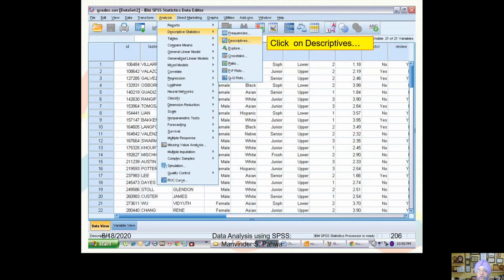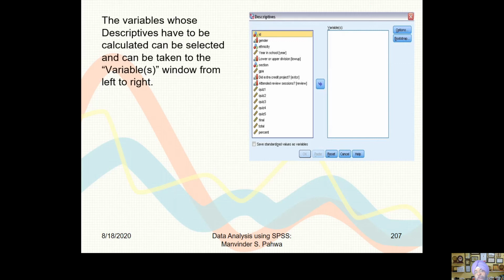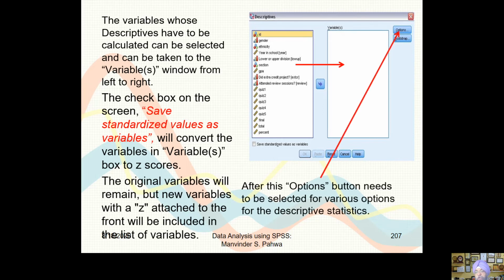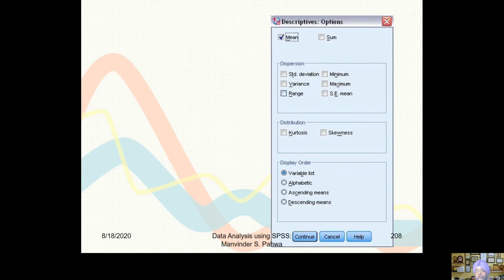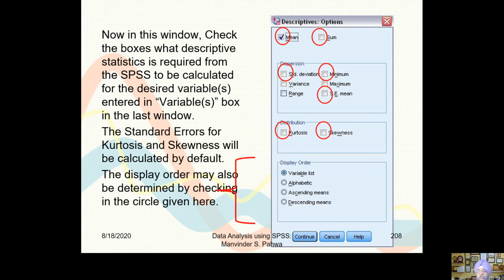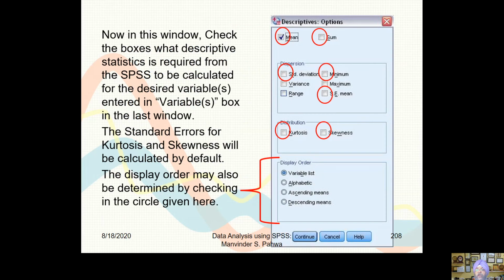So how do we calculate it? Go to Analyze, then Descriptive Statistics, and click on Descriptives. This window will appear, where the variables whose descriptives have to be calculated can be selected. For example, here we calculate for the section, so section will come here, and then we go to Options. In this dialog box we check the checkboxes for the mean or whatever else we need to calculate. Then we see whether we need the output in the order of the variable list or alphabetical, press Continue, and we get the result.